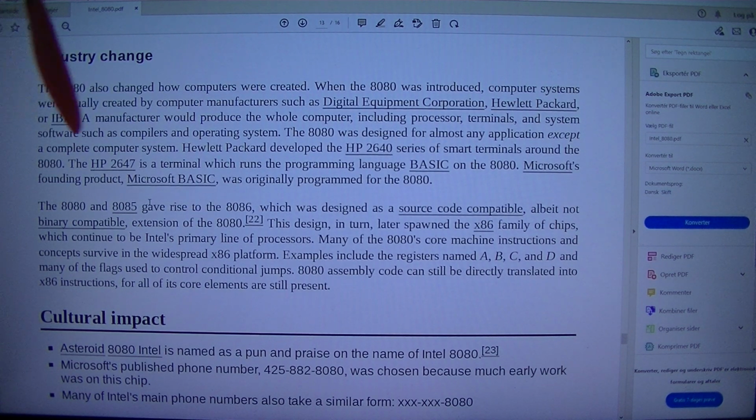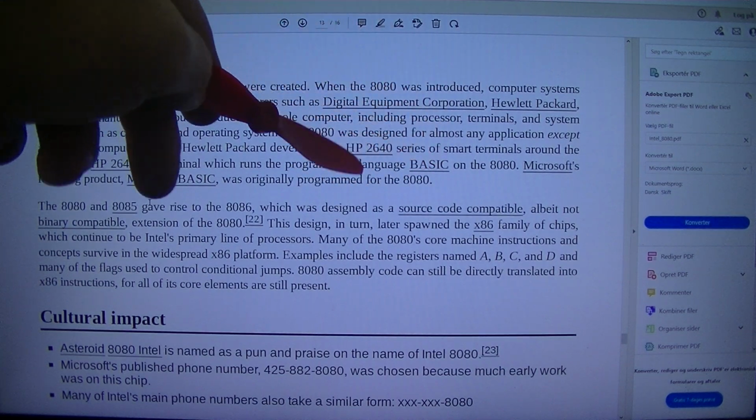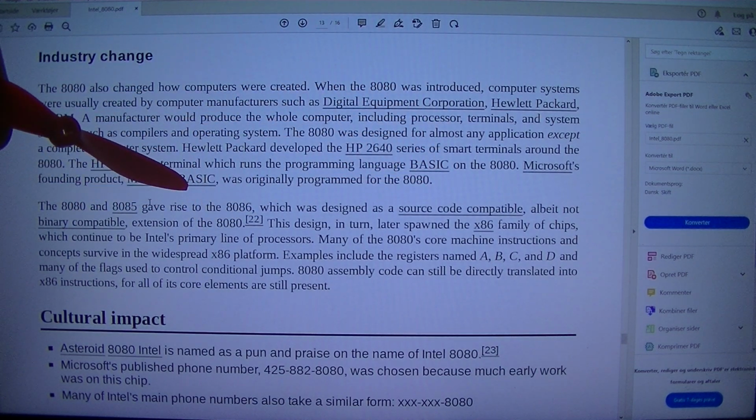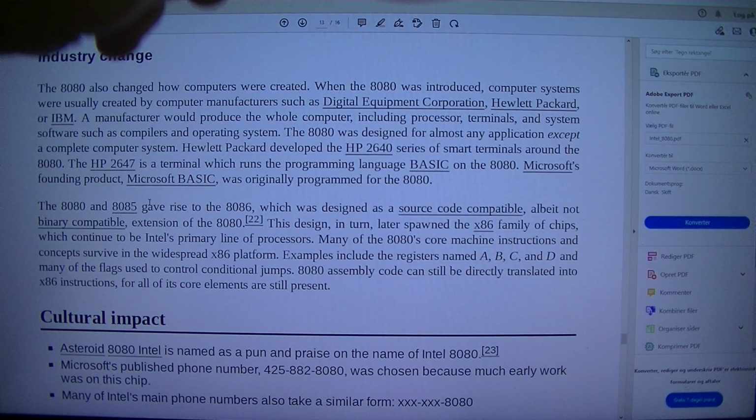Yes, we need this, the BASIC and Microsoft BASIC language. We need to understand that because this is some of the, that's on page 13.